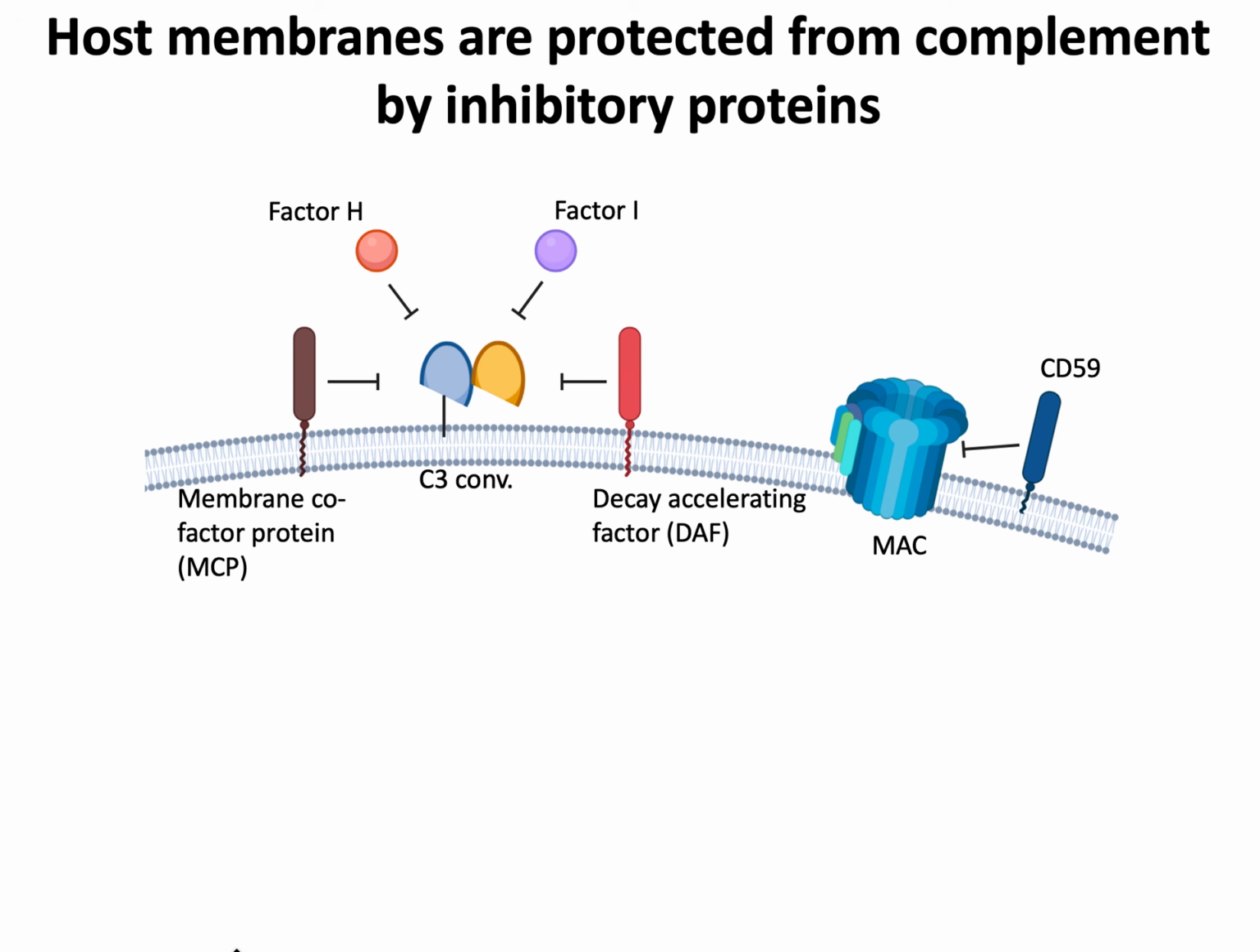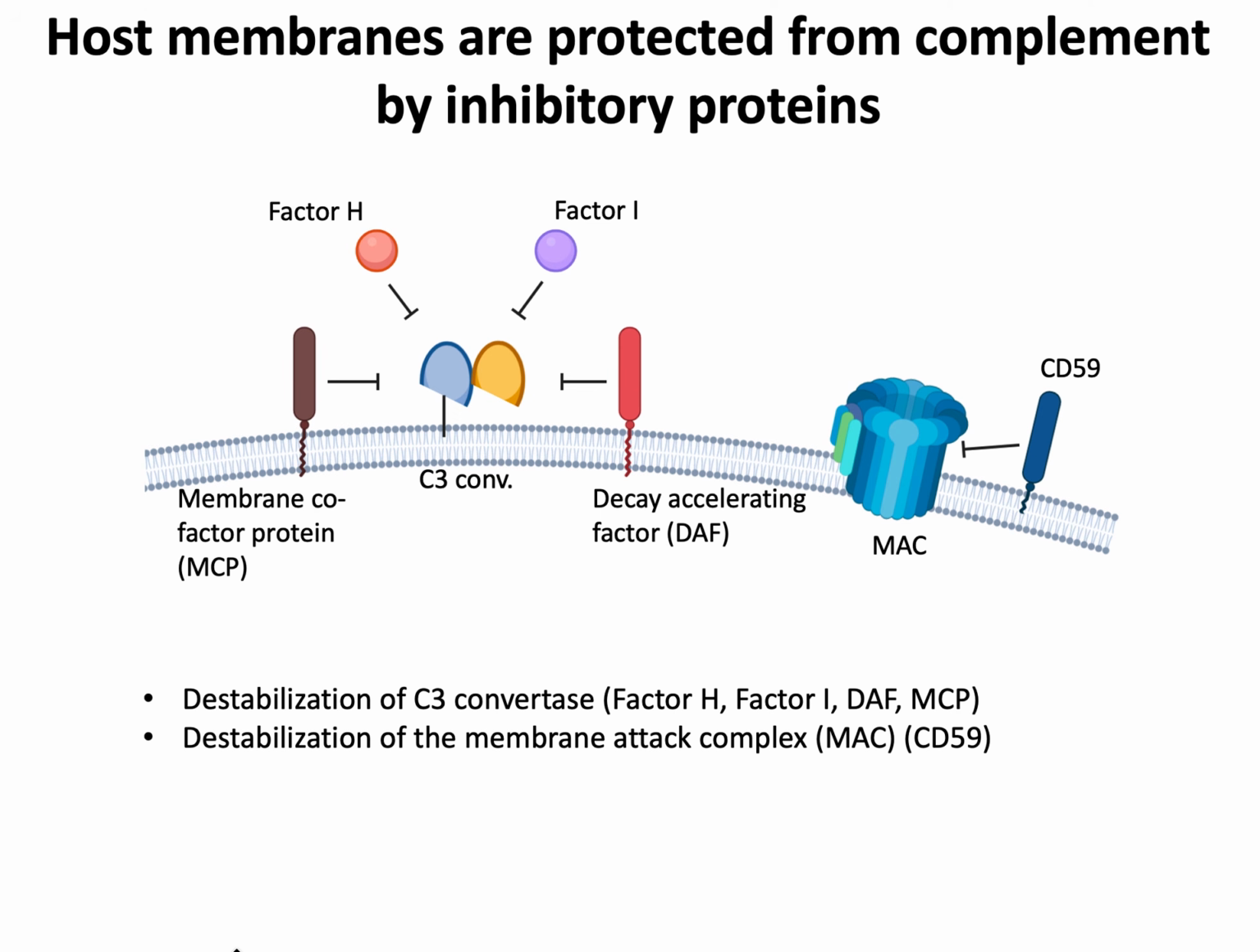Now, complement is inhibited by a number of inhibitory factors. You do not need to memorize the names of these inhibitory factors. I only want you to know that they exist so that you can understand that complement is targeted towards pathogen membranes and is inhibited on your membranes, mammalian cell membranes. These factors include factor H, factor I, decay accelerating factor, membrane cofactor protein that destabilize the C3 convertase, as well as CD59 that destabilizes the membrane attack complex.